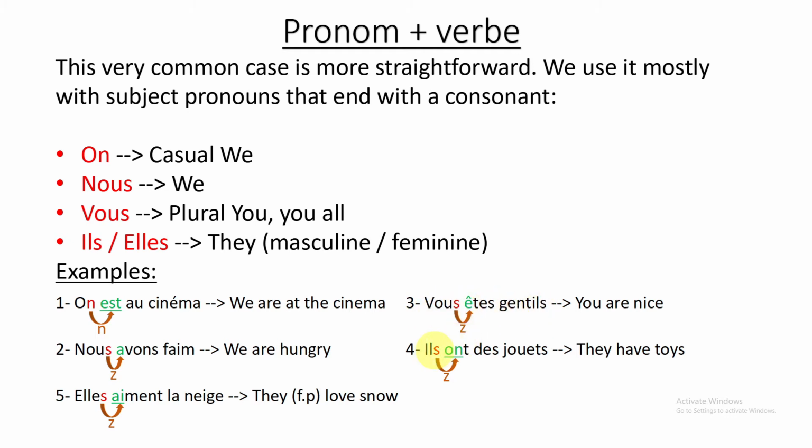Fourth one, silent S at the end of the first word, so it will create an abstract letter Z at the beginning of the second one. Ils ont des jouets. Ils ont des jouets.